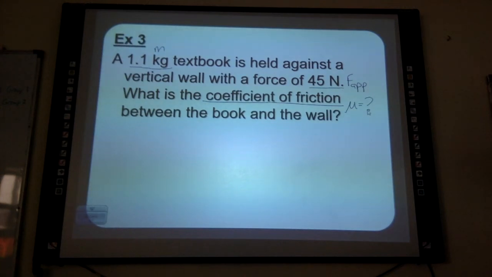Gravity isn't something we've been given. Is there something else we know with this? With just this bit of information, we can't solve anything. Yeah, so it's going to be on the wall. What else could you tell me? It's not moving. How did you know that?